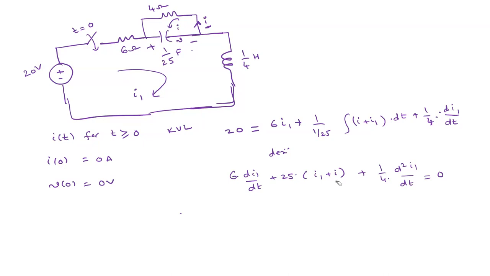Apply KVL also in the second mesh. Okay, we'll try this one. Apply KVL in mesh 2. What will you get if you apply KVL in the second loop? 25 into the integral of (I1 plus I) dt, plus 4 into I equal to 0. Just cross check this. I hope this is correct.